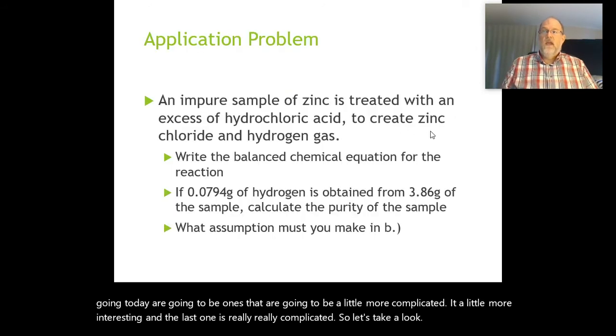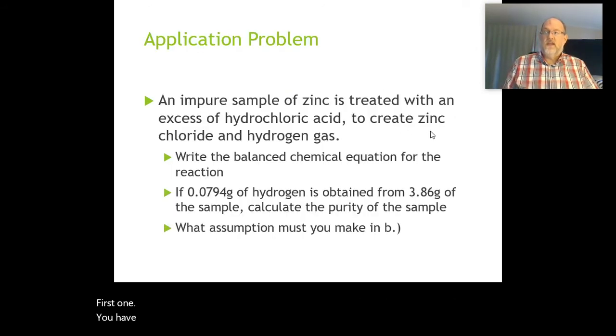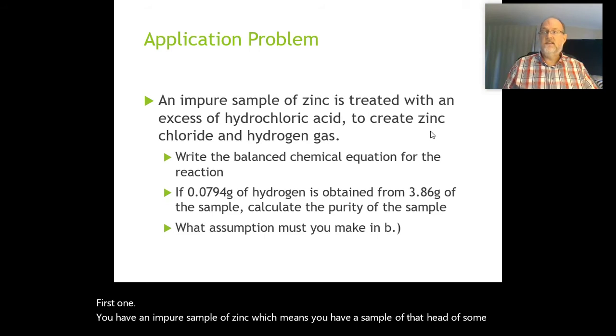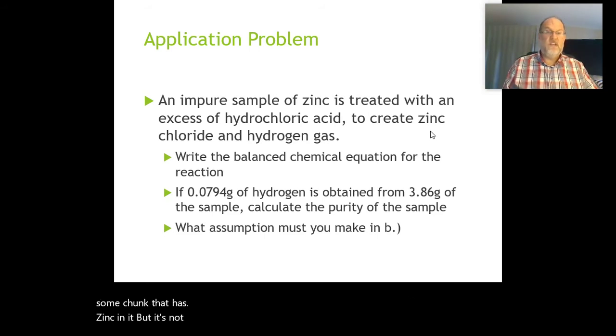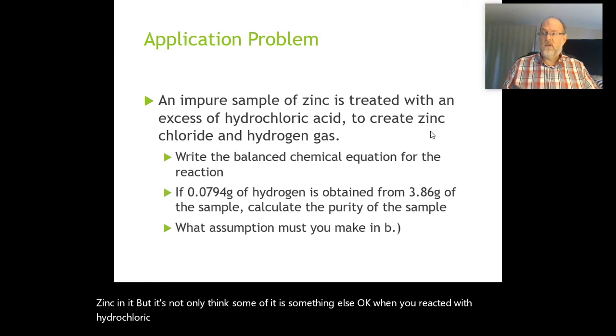First one, you have an impure sample of zinc, which means you have a sample of some rock, some chunk that has zinc in it, but it's not only zinc. Some of it is something else. Okay. When you react it with hydrochloric acid, the zinc creates zinc chloride and hydrogen gas. So first question says, write the balanced equation for the reaction that you're seeing take place.